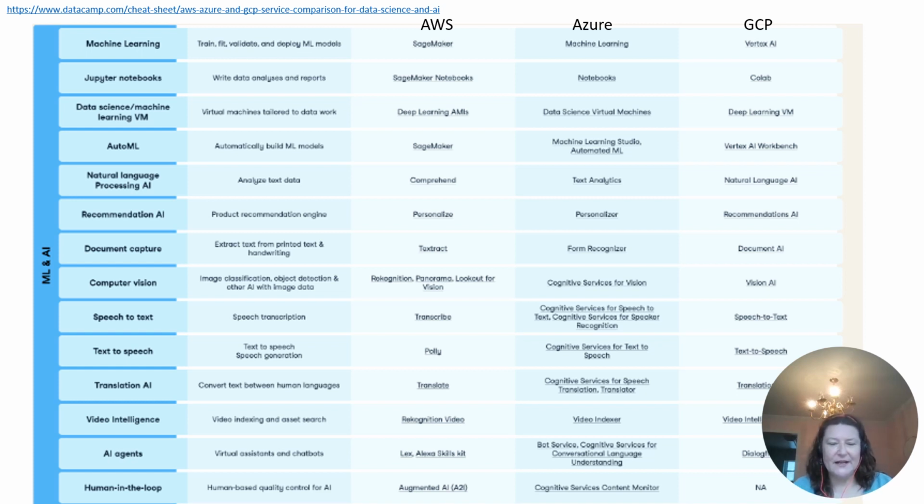For video intelligence, we talked about that facial recognition software in AWS called Rekognition. There are similar applications in Azure and GCP, as you can see here. Lex in AWS, all these different options available in the different clouds, basically.